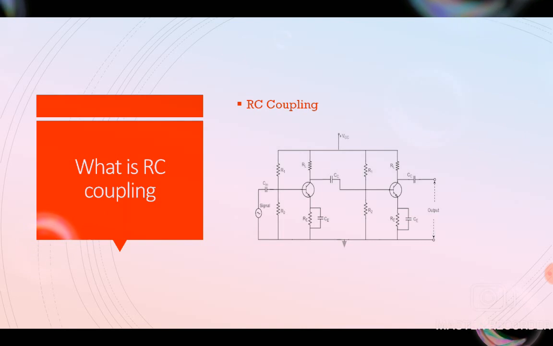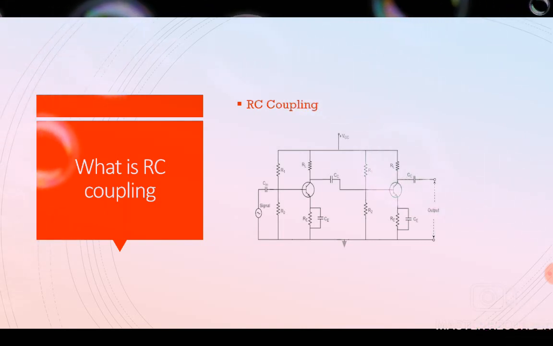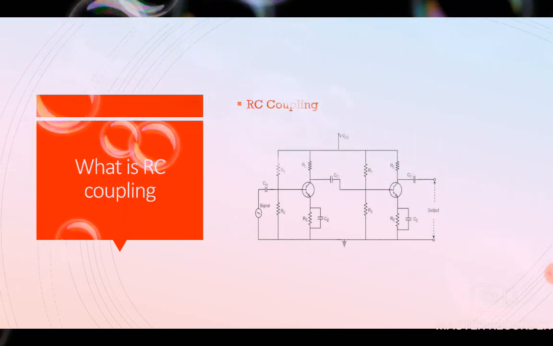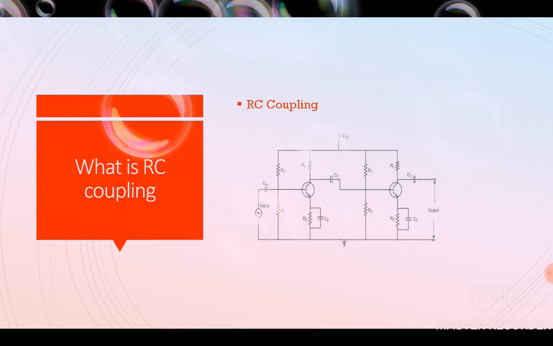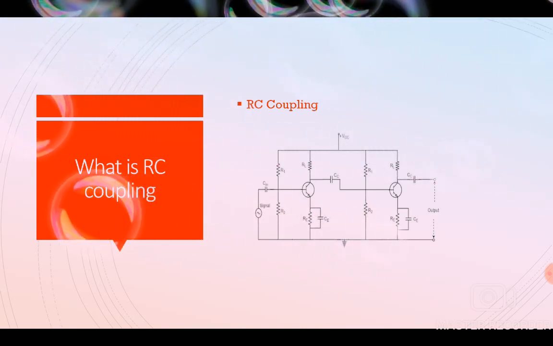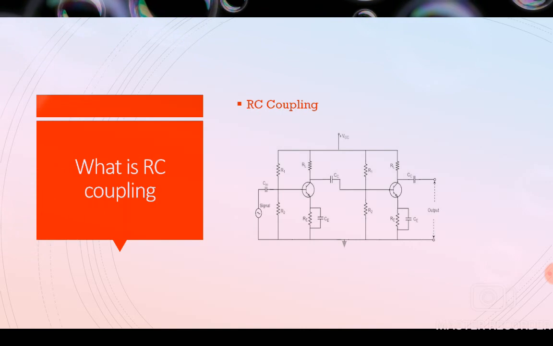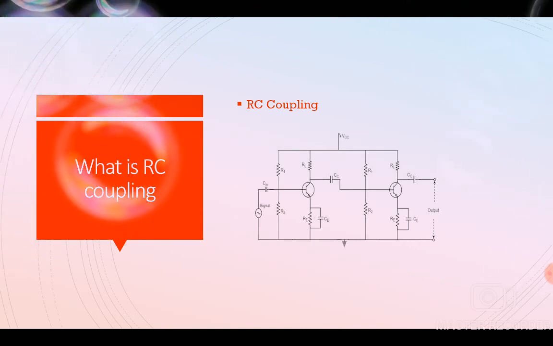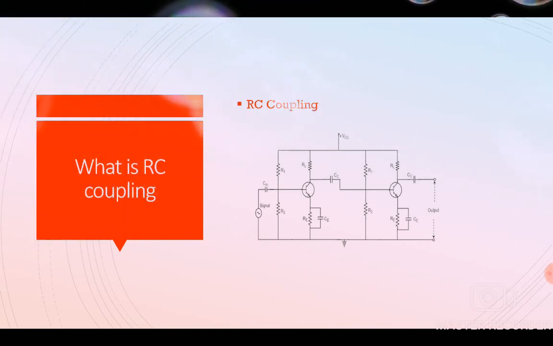Now, what is RC coupling? In RC coupling, we cascade two amplifiers by using capacitor and shunt resistance. Here, shunt resistance is R1 and R2.